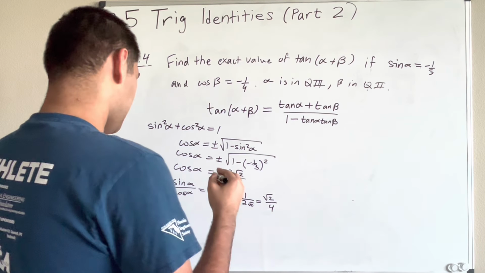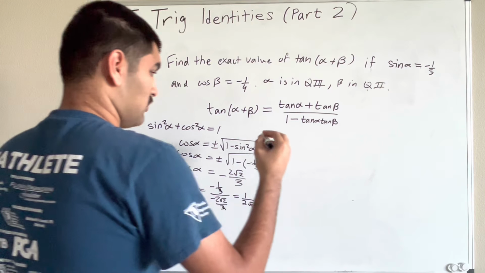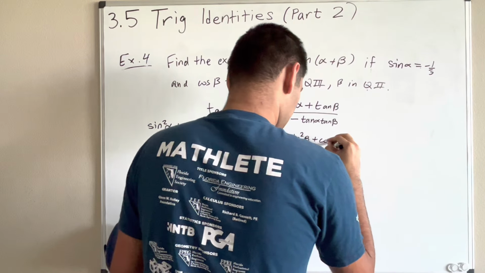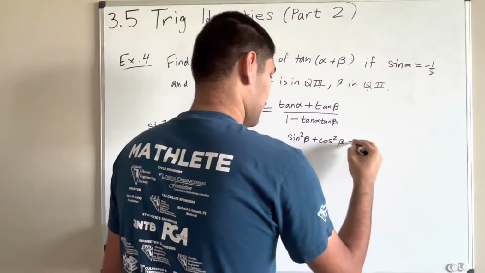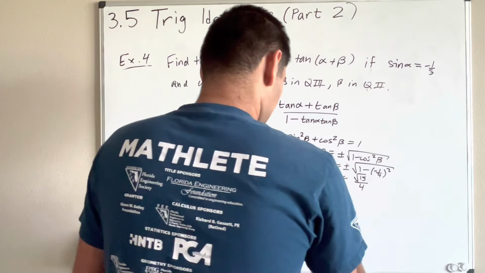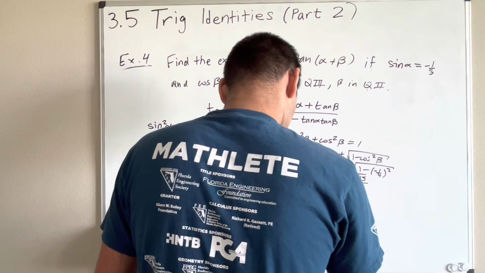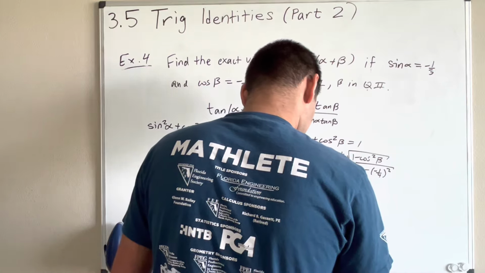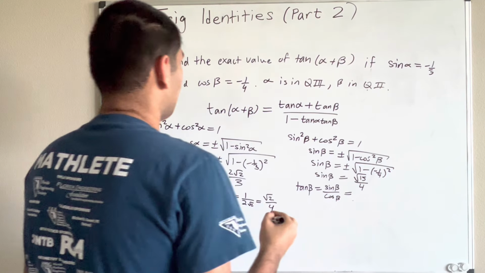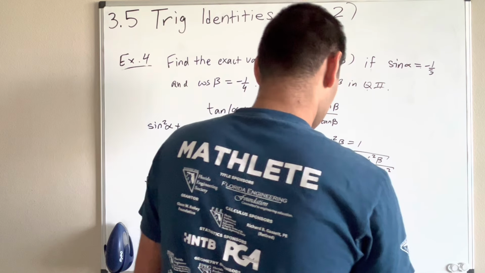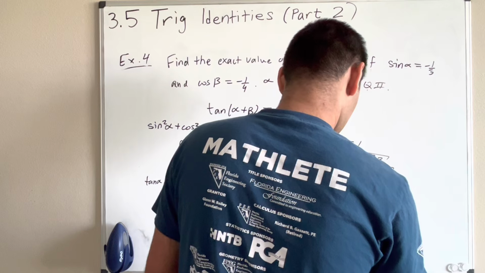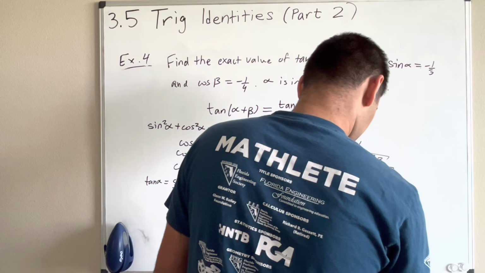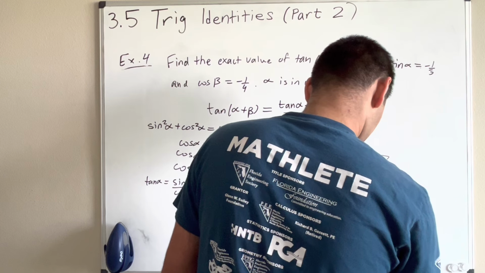So then now you want to find tangent beta. So we could do this again for beta. So we have sine squared beta plus cosine squared beta equals 1. All right, so then again, to find tangent beta, we just have to do sine of beta over cosine of beta, and that's equal to square root of 15 over 4 over negative 1/4. And so that's equal to negative square root of 15.